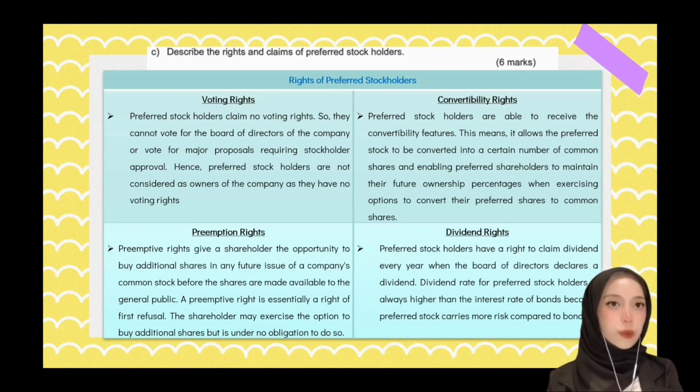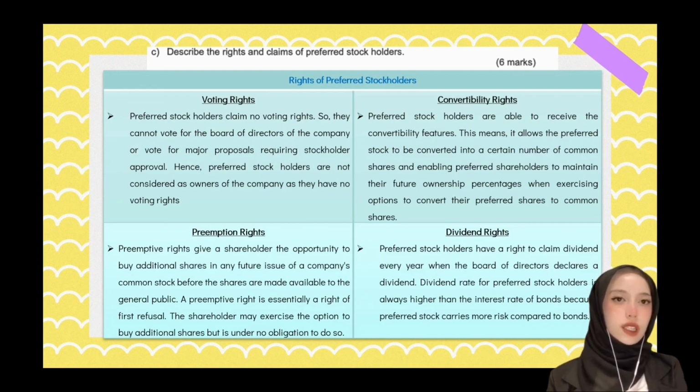Today I will explain about 2018 question C. This question asks to describe the rights and claims of preferred stockholders. I will start by explaining the rights of preferred stockholders.